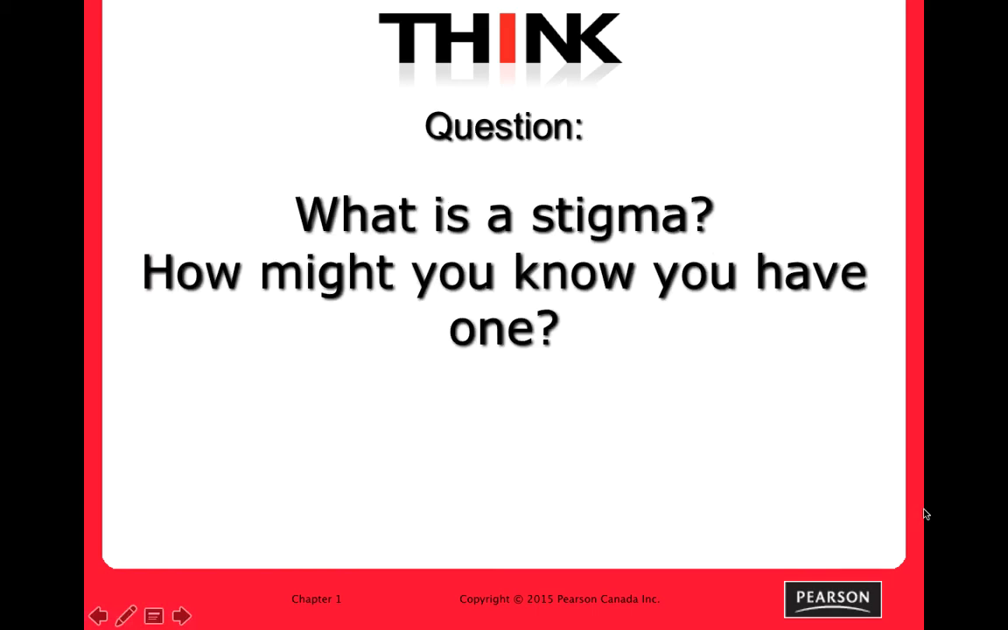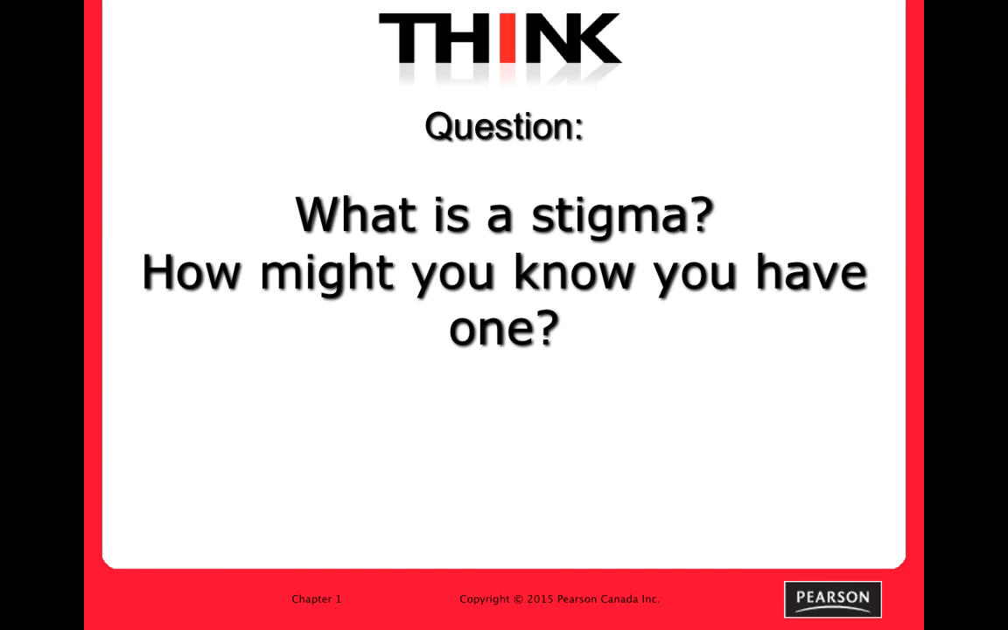All right, next question. What is a stigma, and how might you know that you have one? So a stigma is sort of a negative connotation or an idea that's attached to a behavior or an identity. We often think of it associated with the concept of mental illness, but it's not strictly relegated to that concept. It could be a criminal sort of identity or something that you perceive about yourself to be negative. And how might you know you have one?